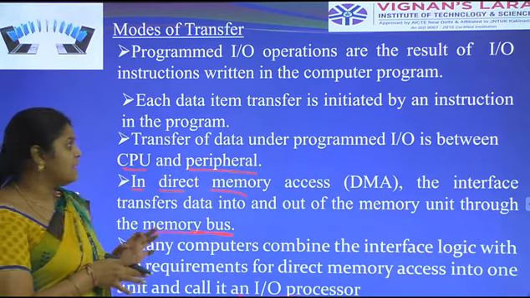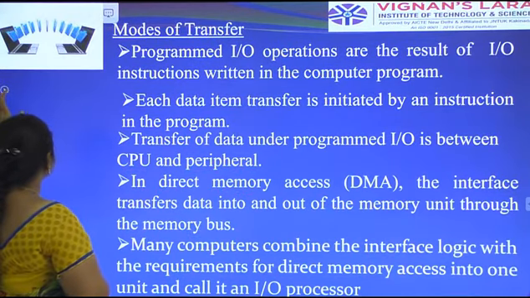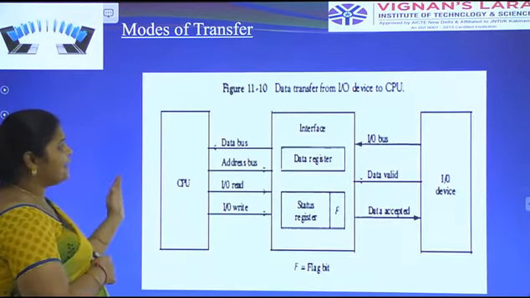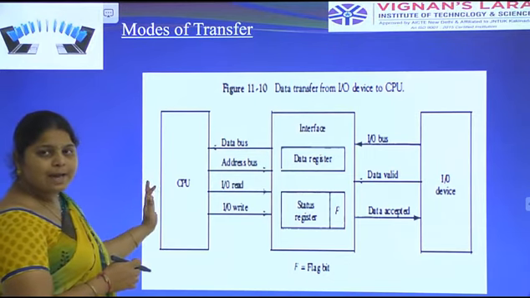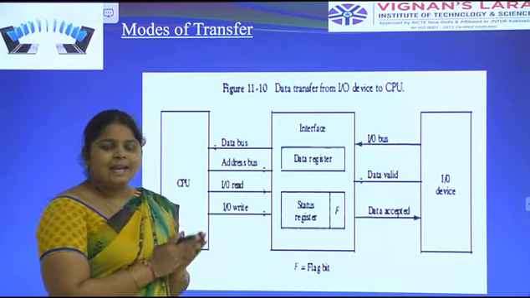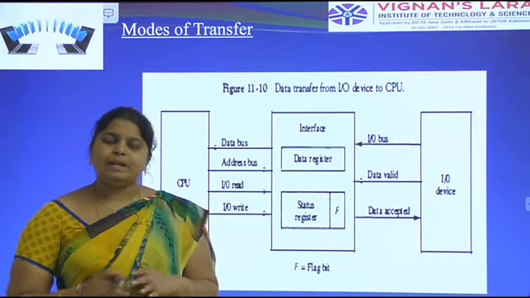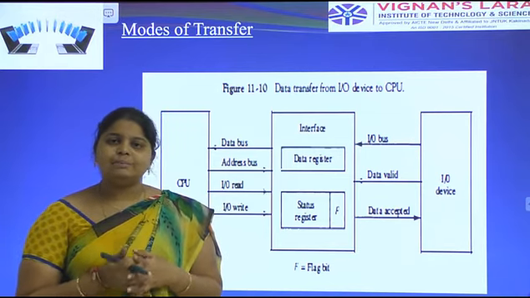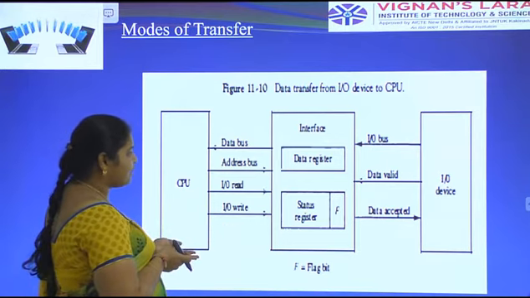Let us discuss programmed IO. This is a data transfer from IO devices to the CPU. This is a programmed IO block diagram. What is programmed IO? The data that can be transferred from IO devices to the CPU or memory in the computer is nothing but programmed IO. Here is the block diagram of programmed IO.